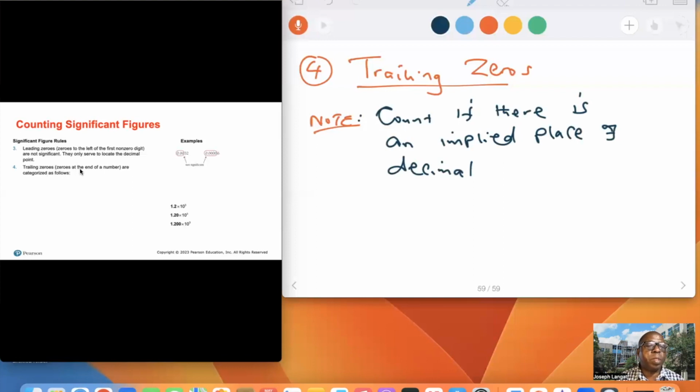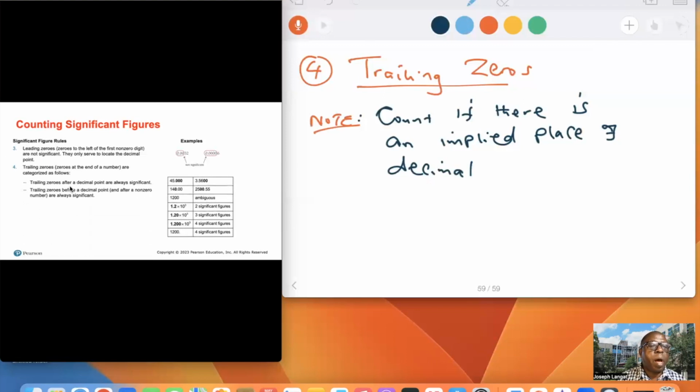Trailing zeros at the end of a number are categorized as follows. Trailing zeros at the end after the decimal point are always significant. So here, trailing zeros after a decimal point are always significant. You see here, the place of decimal, they count. So 1, 2, 3, 4, 5. This has 5 significant figures.